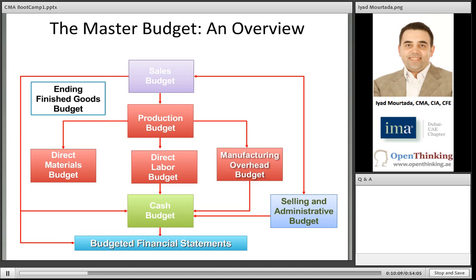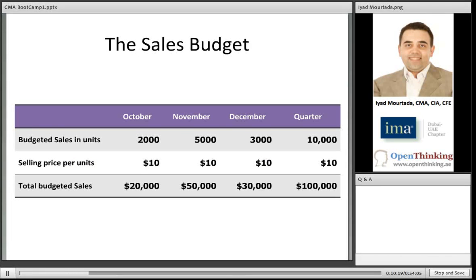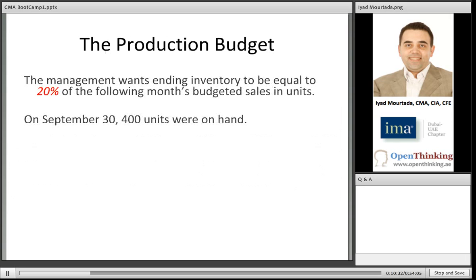So let's go over a quick example here. Here is the example. We are saying this is the budgeted sales for October, November, December, and January. And we are saying the selling price is $10. So we start. These are the budgeted sales units that we got from the other slide. Multiply by the selling price, and that would give me the total budgeted sales. Perfect. Now the production. What they are saying: management wants to end the inventory at 20% of the following month's sales. And this is how much we had in September.